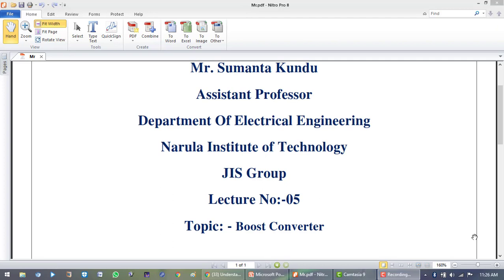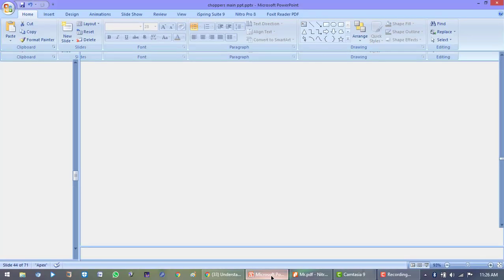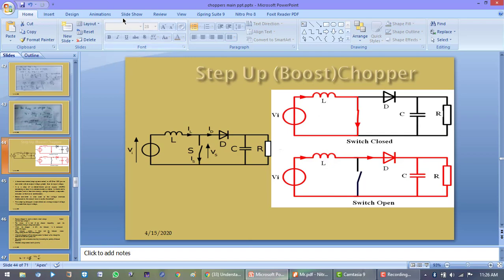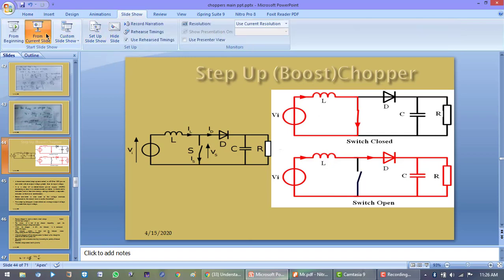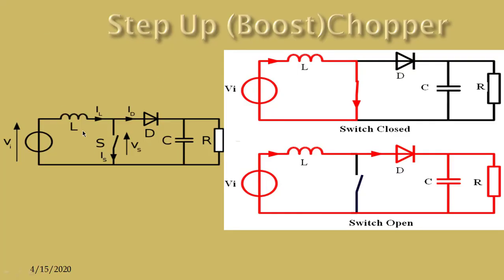So, in lecture number 5, we are going to discuss the working function of boost converter in details. So, we have seen that this is the circuit diagram for boost converter.